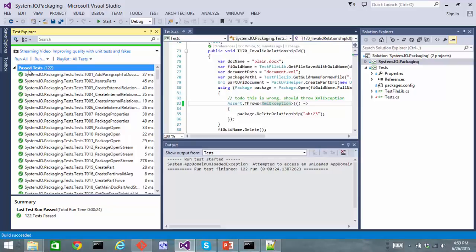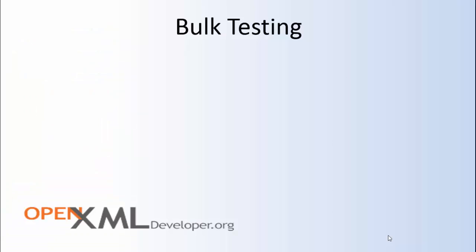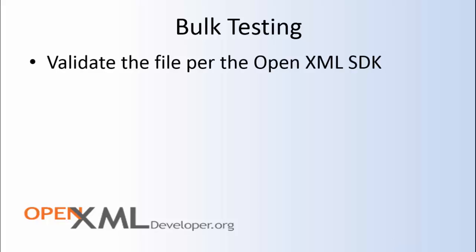One interesting aspect of OpenXML development is the vast varieties of documents in existence. I have a document library with approximately 370,000 OpenXML documents of all varieties in it. As a test to check out the ability of the new System.io.packaging to process these files, I put together a test that does the following. The first thing that my test does is it validates the file per the Open XML SDK.